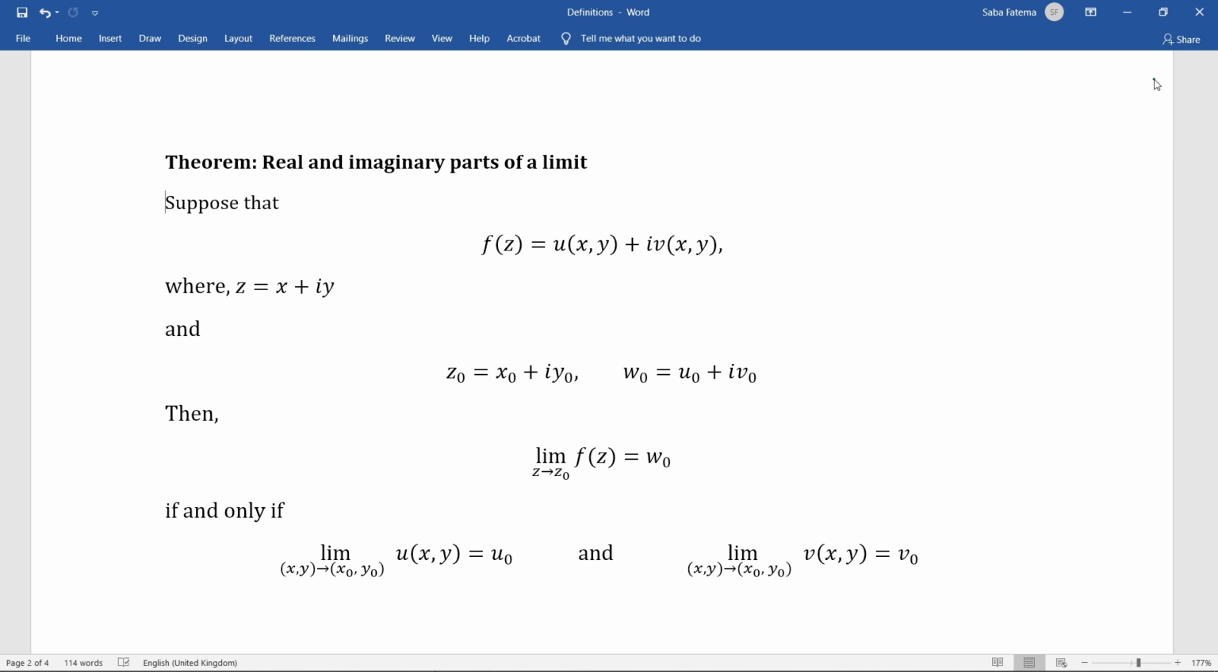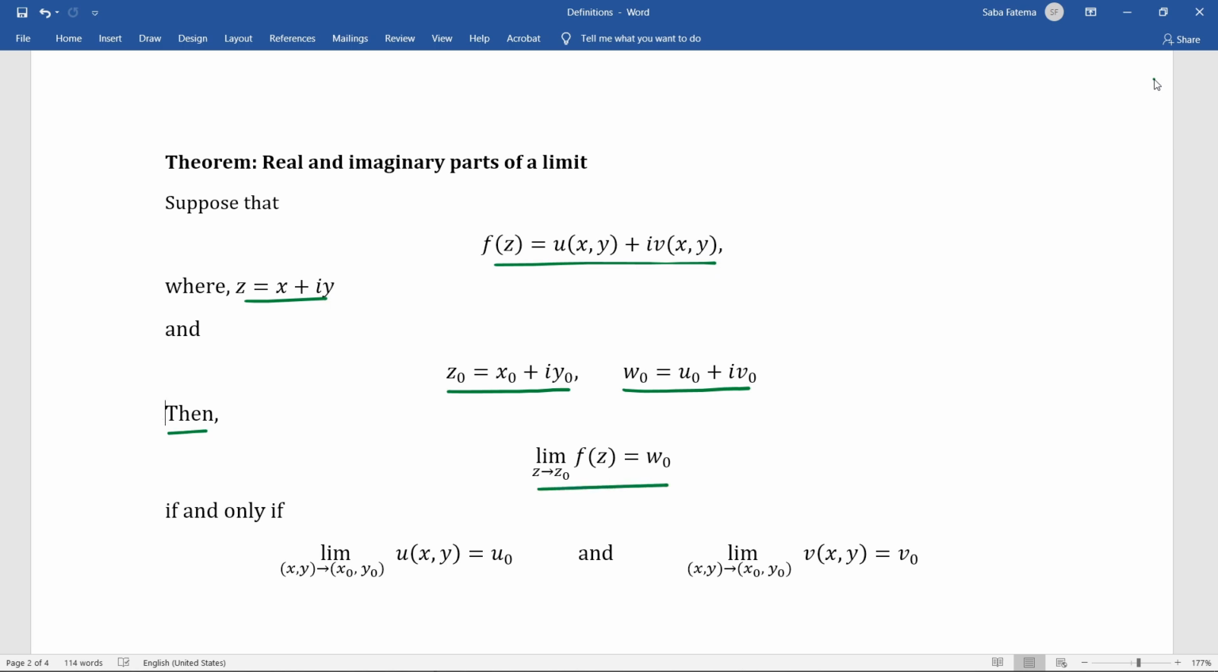The theorem says, suppose that the complex function f is defined in this way. That is, f of z equals u plus iv, where both of u and v are functions of x and y, and z equals x plus iy. And also, we suppose z naught equals x naught plus iy naught and w naught equals u naught plus iv naught.